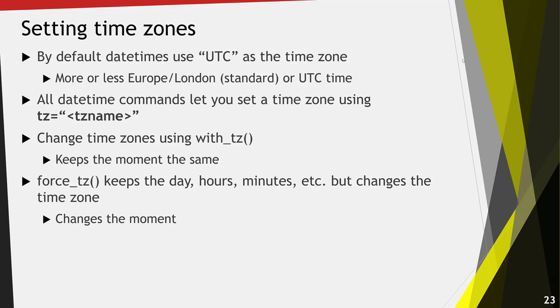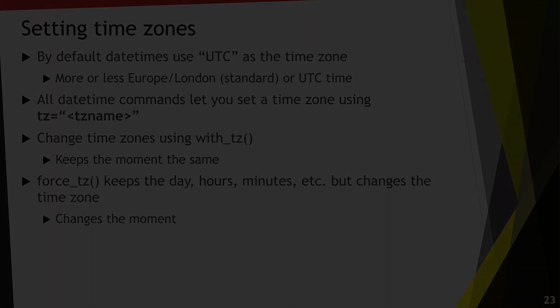There are also functions for changing time zones. The with_tz function will take a datetime and change the time zone on it, but keep the moment the same. That means the clock might change, but it will still represent the same moment. Alternatively, the force_tz function keeps the exact same day, hours, minutes, and seconds that you read on the clock, but changes the time zone. This will change the moment that the time zone represents, but keep all of the clock information the same.